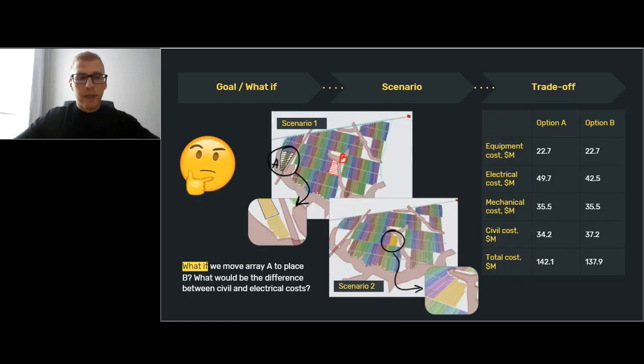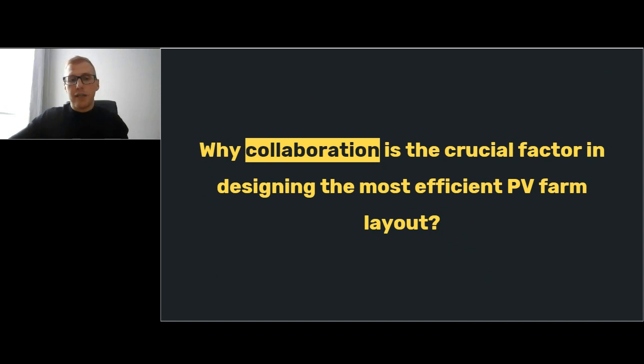and now let's try to answer basically the main question. So why is collaboration the crucial factor in designing the most efficient PV farm layout? So I would say before doing that, let's clarify something. So first of all, collaboration involves working with someone to produce something, right? And the second one is that collaboration presupposes communication and synchronization. So all these things are included in the collaboration, right?